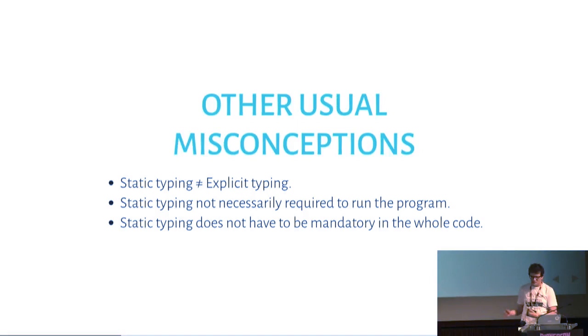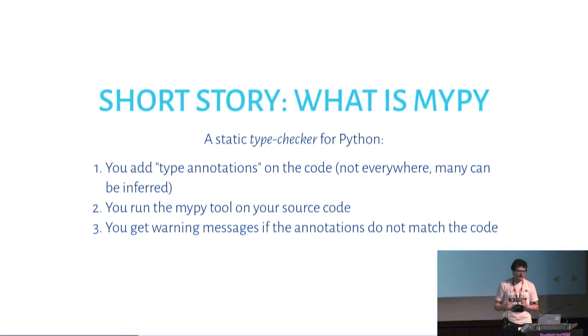So as a short story, mypy is a static type checker. That means this is a tool, a program that you install and you're able to run. What you do is you install this, you add some type annotations on the code, wherever you want and wherever it's useful. Some of the type information is even inferred by mypy, so it's not required to do it everywhere. mypy can guess most of the simple cases and where it's not relevant to add an explicit annotation.